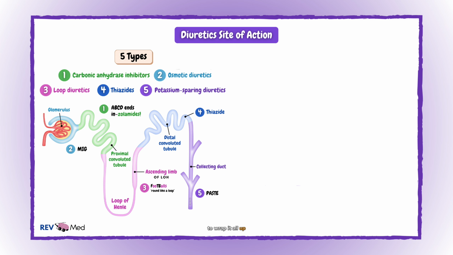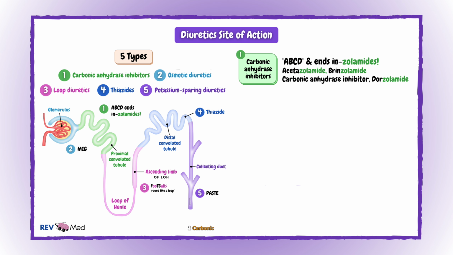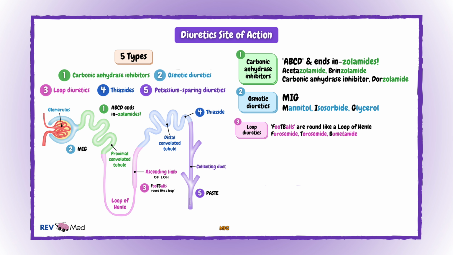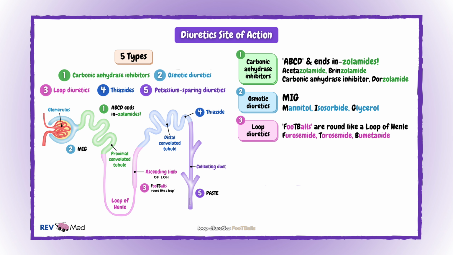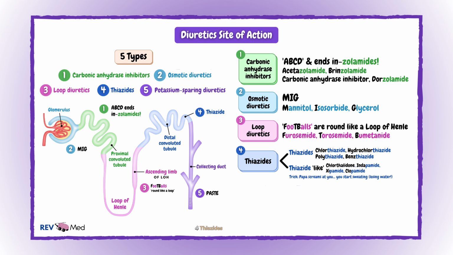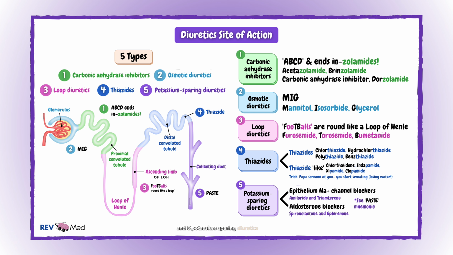To wrap it all up, here's a quick summary of the 5 types of diuretics. 1. Carbonic anhydrase inhibitors, ABCD. 2. Osmotic diuretics, MIG. 3. Loop diuretics, footballs. 4. Thiazides, chlorothiazide, hydrochlorothiazide, etc. And 5. Potassium-sparing diuretics, PASTE. Have a look and keep these mnemonics in your back pocket. They are gold for your exams.